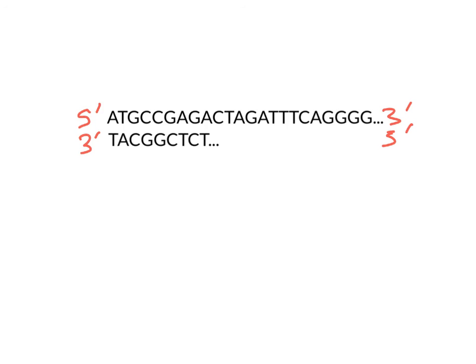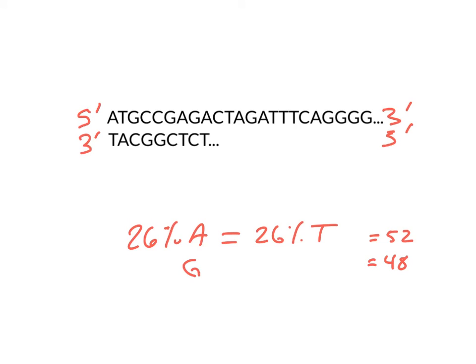It says E. coli's DNA is 26% A's, so what percent is G's? So if it's 26% A's, then we know it's also 26% T's. And 26 and 26 adds to 52, which leaves us 48% that has to be the G's and C's. So if we just divide that by 2, we get 24% and 24%. I hope that makes sense. That's just Chargaff's rule. Okay, and that's the end of that activity. So let's jump into the next one.